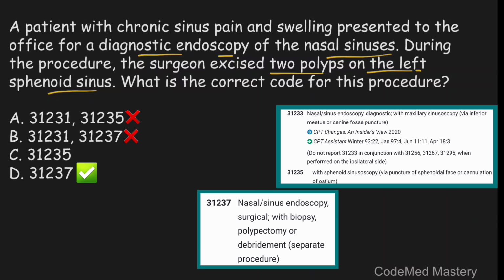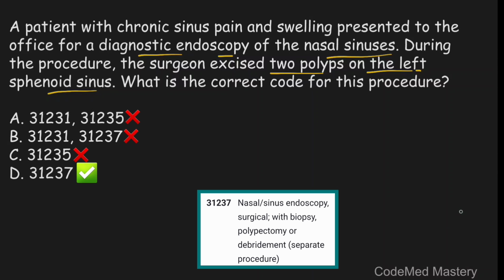Therefore, we have to use the code 31237, that is for surgical endoscopy. The code 31235 describes only diagnostic endoscopy, so that is also wrong. The right answer is option D.